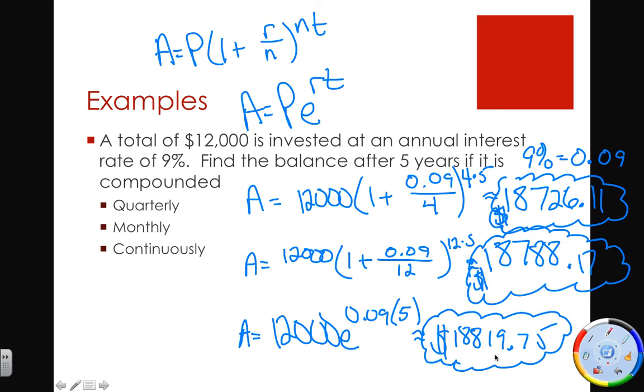So notice it's actually a good thing to have continuously compounded interest. Compared to quarterly and continuous, I've made what? Almost $93 more over 5 years. Yeah, it doesn't sound like a lot, but again, it adds up.